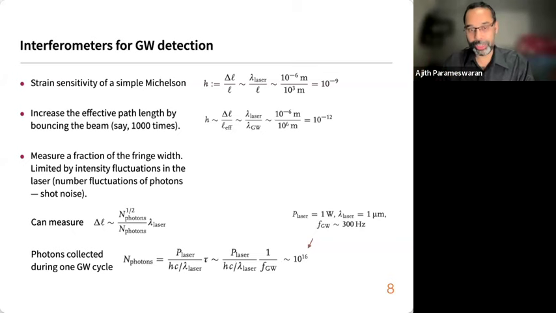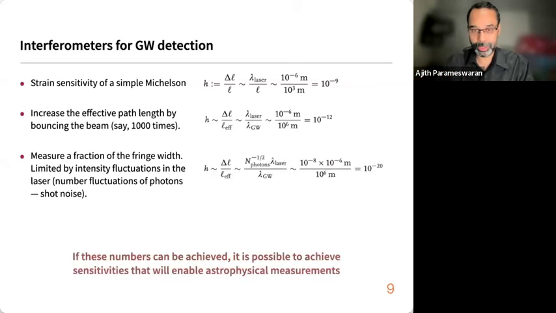And you can do a calculation and show that if you have a laser power of about 1 watt and a laser of 1 micrometer, and if you have 300 hertz gravitational waves, basically you can collect about 10 to the 16 photons. So the delta L that you can measure is lambda divided by about 10 to the 8. So we are now getting to more realistic numbers. With this kind of laser power, we will be getting closer to the regimes where we can actually make astrophysical measurements, which is order 10 to the minus 20.